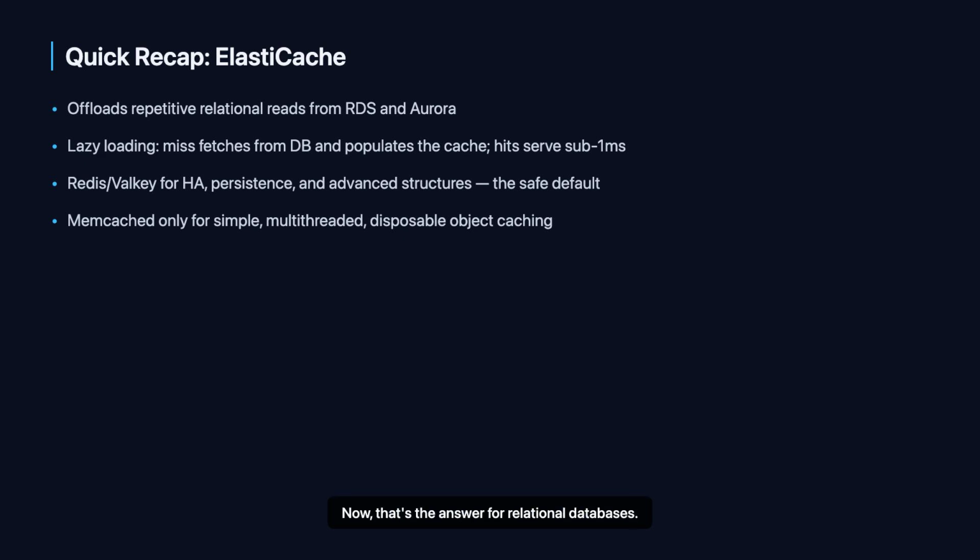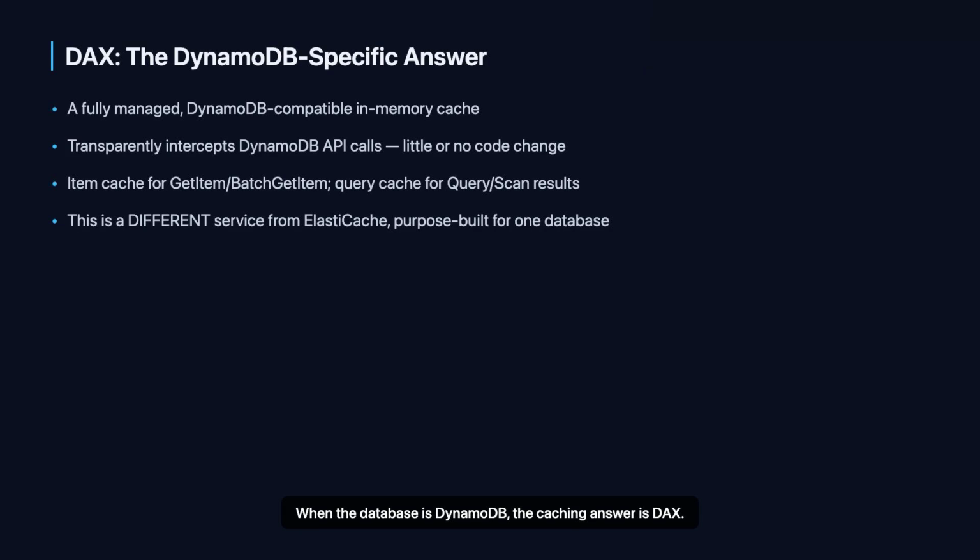Now, that's the answer for relational databases. DynamoDB is a completely different story. When the database is DynamoDB, the caching answer is DAX. It's a fully managed DynamoDB-compatible in-memory cache, and the magic is that it transparently intercepts your DynamoDB API calls. You point your existing SDK at the DAX endpoint, and it just works, little or no code change.